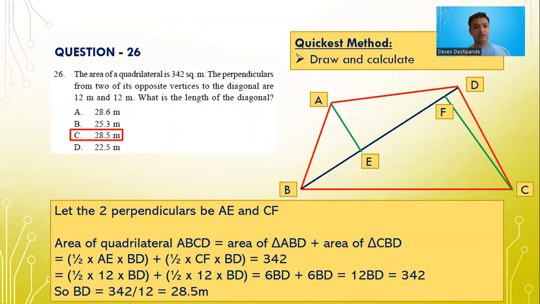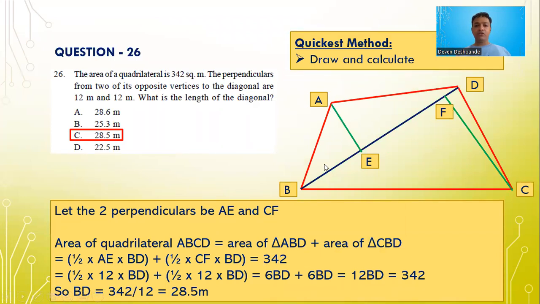Question number 26. Area of quadrilateral is 342 square meters. The perpendiculars from two of its opposite vertices to the diagonal are 12 meters and 12 meters. What is the length of the diagonal? Okay, so let's say ABCD is the quadrilateral, and we have a diagonal. So the diagonal is BD, isn't it? And we draw two perpendiculars, AE and CF, to the diagonal.